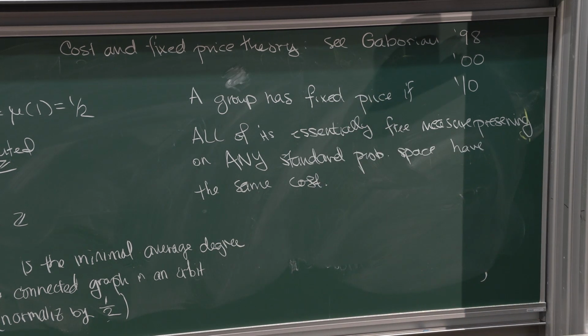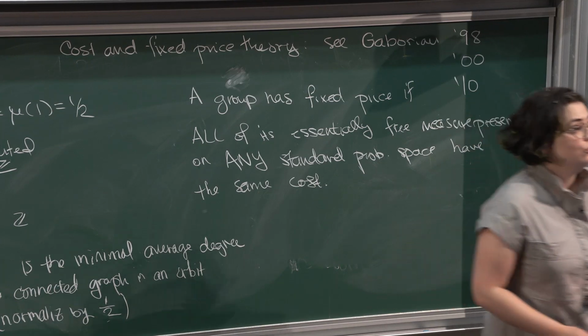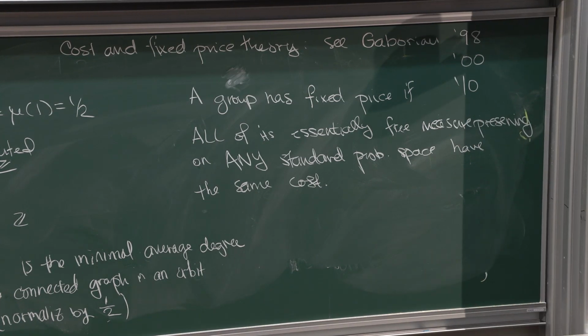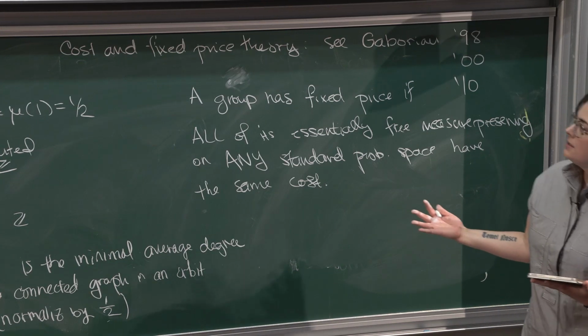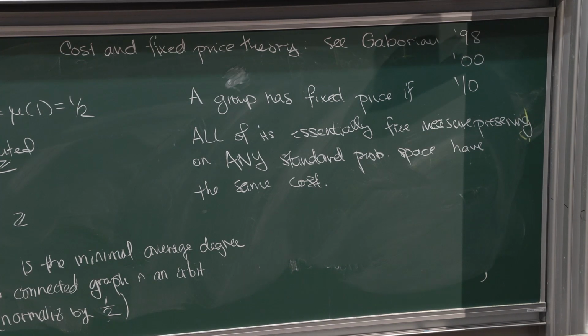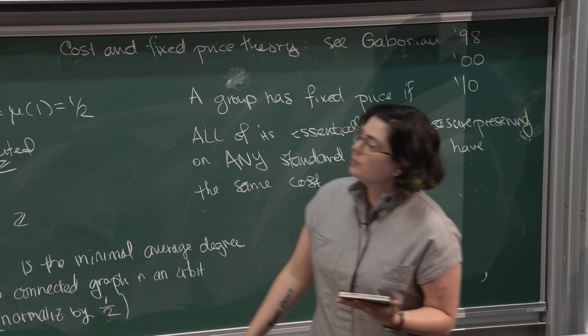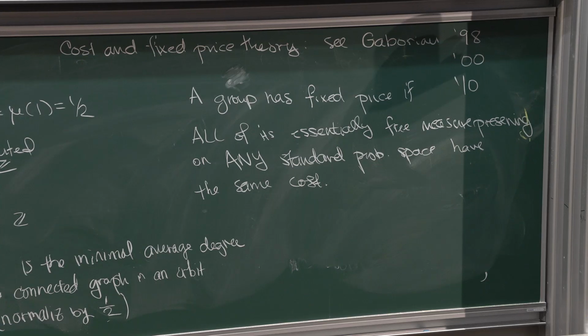So it's an open question, due to Gaboriau, if there exists a group without fixed price. There's no known example. And this theory extends. You can find the extension in the paper by Mikolaj and Sam to non-discrete locally compact second countable groups as well. Questions? I'll give you some examples.